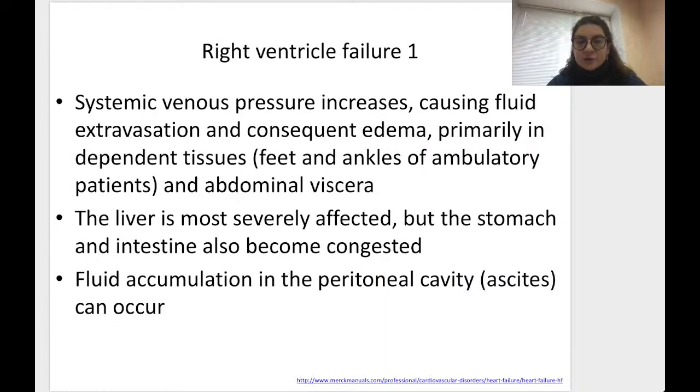Okay, and what about right ventricle failure? Systemic venous pressure increases because of the abnormal function of the right ventricle. It causes fluid extravasation and consequent edema in the general circulation, primarily in dependent tissues like the feet and ankles of ambulatory patients, and there can be edema of abdominal viscera. The liver is most severely affected, but the stomach and intestine also become congested. Fluid accumulation in the peritoneal cavity, which we name ascites, can occur.